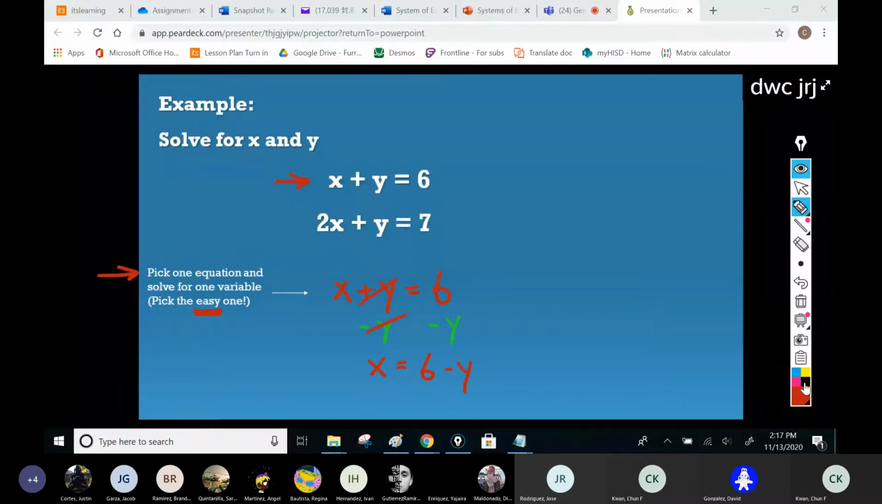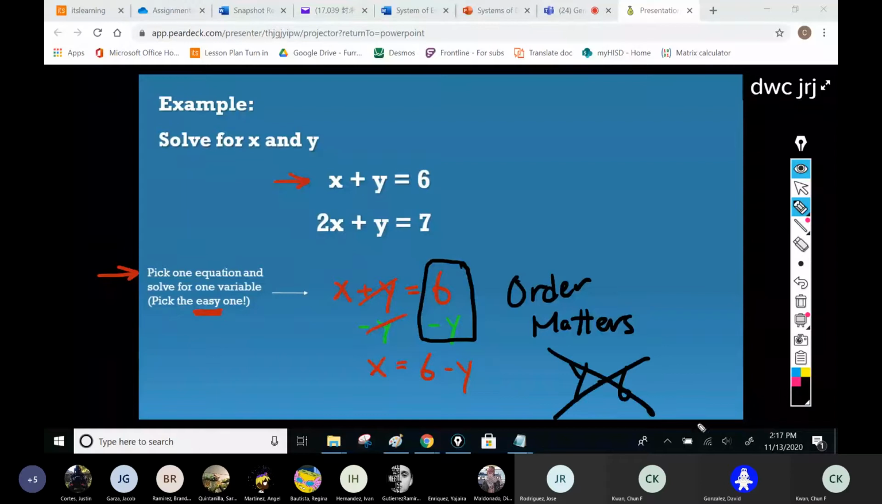All right, so right here, you've got to be very careful because with 6 minus y, the order matters, right? Don't mess up the order. It has to be 6 minus y. You cannot make it into y minus 6, all right? That is wrong. So the order matters. You have to keep it right here as 6 minus y.